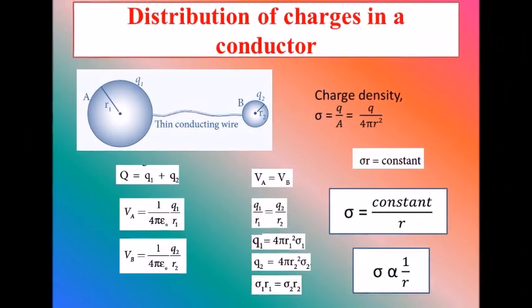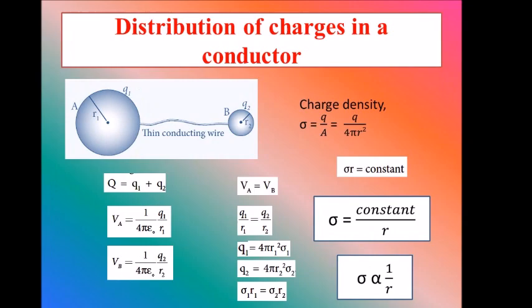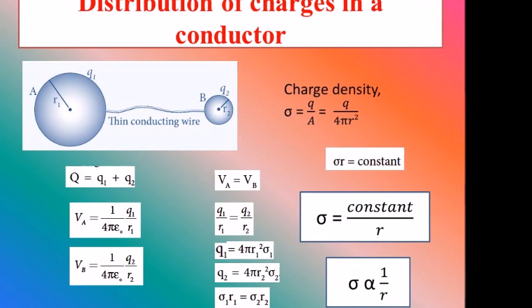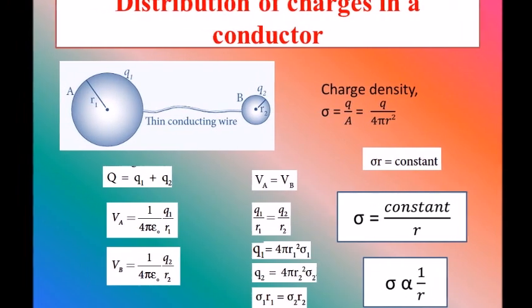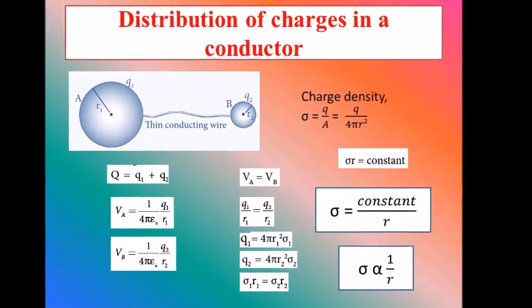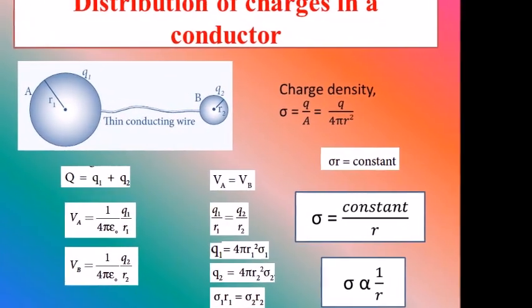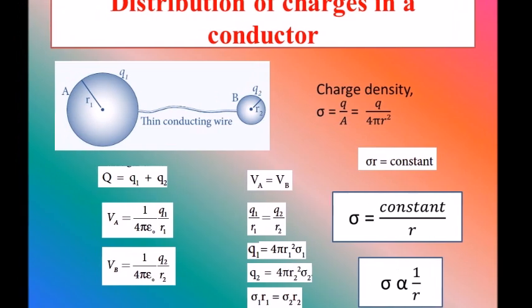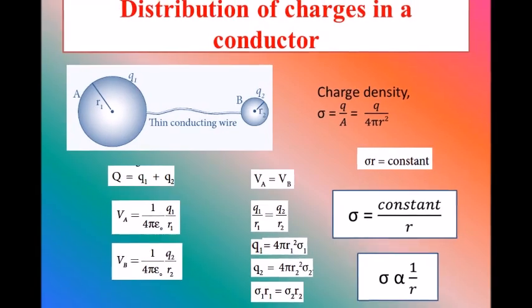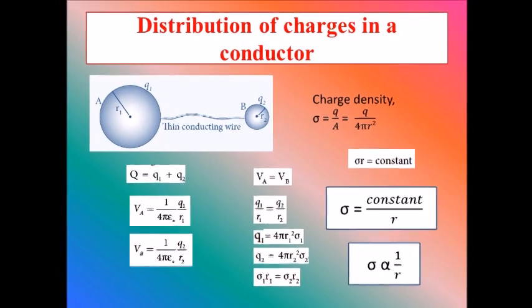Suppose you apply a charge capital Q to any one of the spheres. This charge Q is redistributed into both the spheres such that the electrostatic potential is the same in both. They are now uniformly charged and attain electrostatic equilibrium. Let Q1 be the charge residing on the surface of sphere A and Q2 the charge residing on the surface of sphere B, such that Q equals Q1 plus Q2.